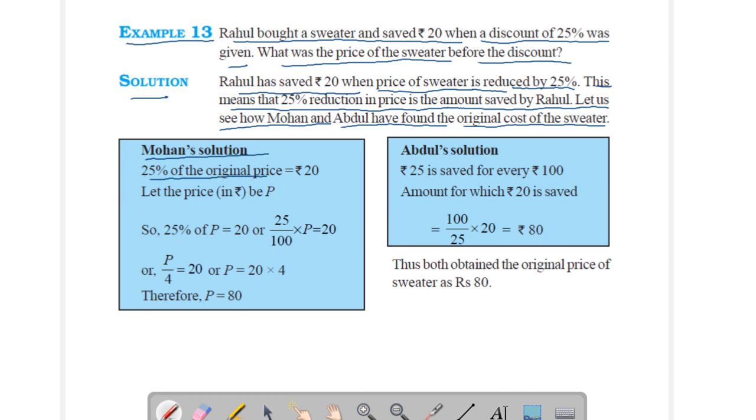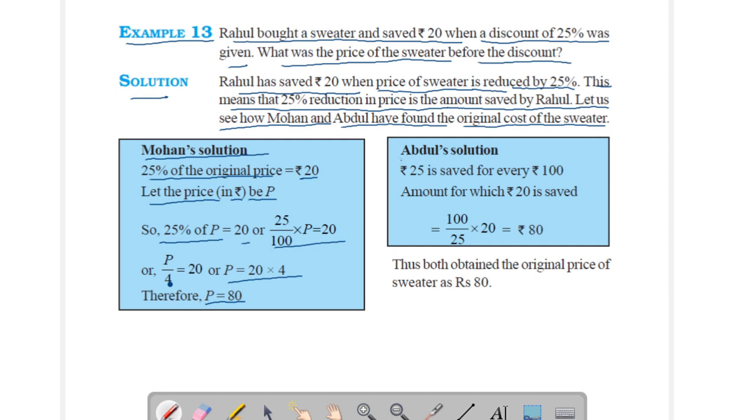25% of the original price is rupees 20. So let the price in rupees be P. So 25% of P is equal to 20. Simplify it. 25% means 25 upon 100. Of means into P equal to 20. And if you solve it, you will get P upon 4 equal to 20, or P equal to 20 into 4, that is 80. Therefore, P equal to 80, and what is P? It is the original price. Therefore, the original price is rupees 80.